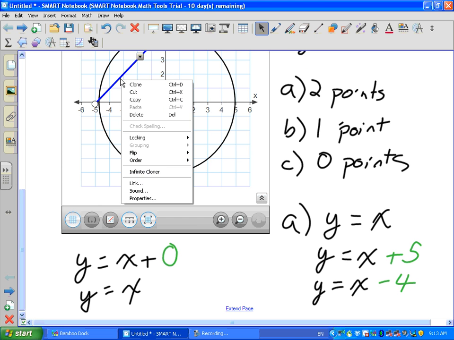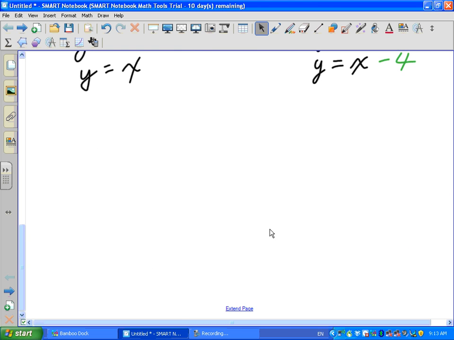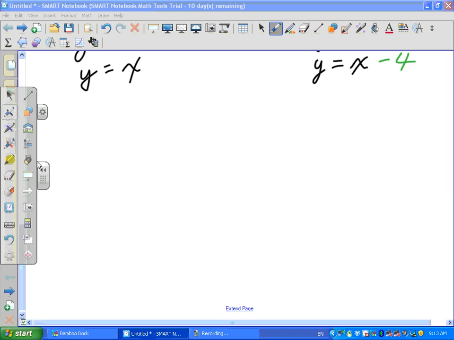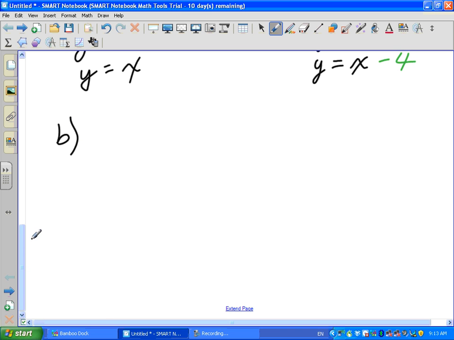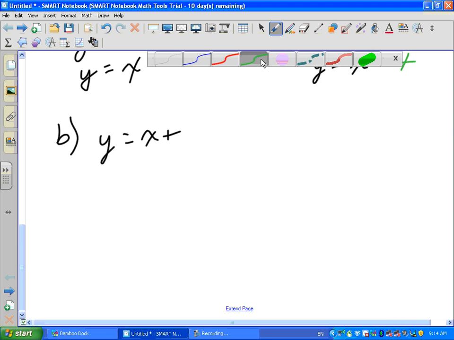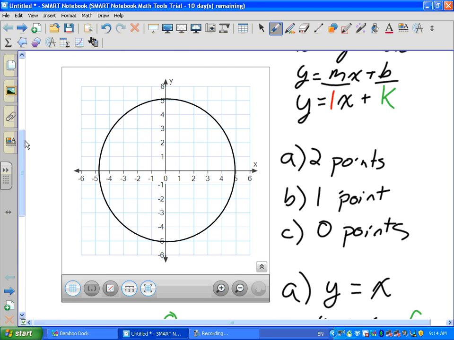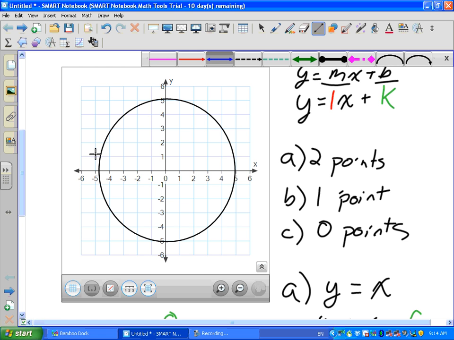Let's do question B now. Question B asks for 1 point. Okay? So we're still using the equations of a line. We're looking for y equals x plus, and we're using our letter k. Okay? But to intersect a circle once, does anyone know what that means for the line? It can be a line segment, can be a line. Does anyone know what the term is? You ever heard of tangent? Tangent to the circle, which means it just touches it.